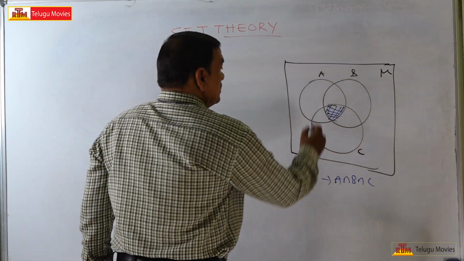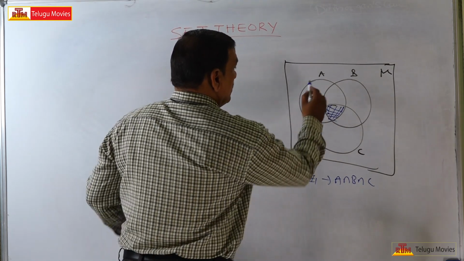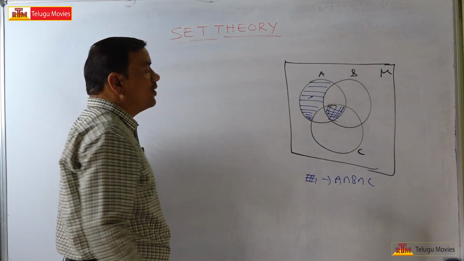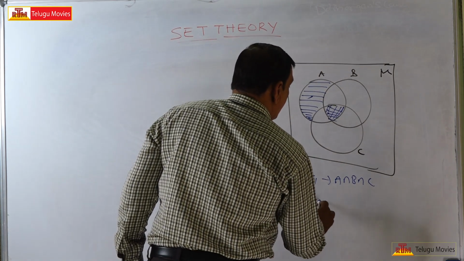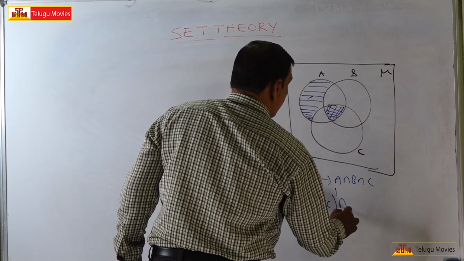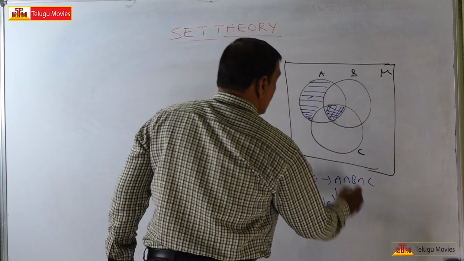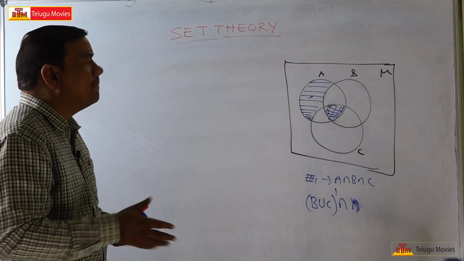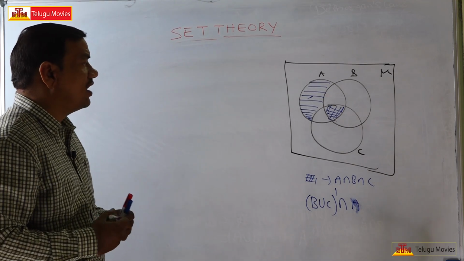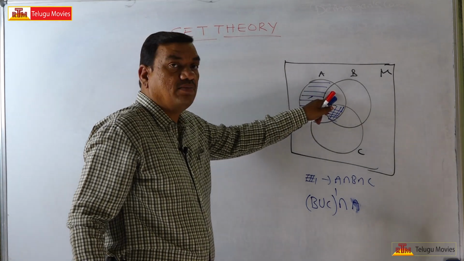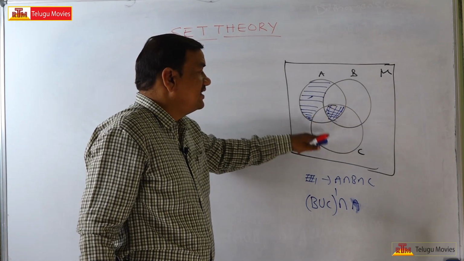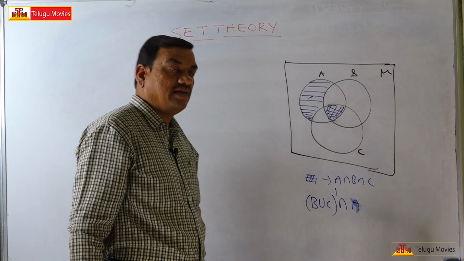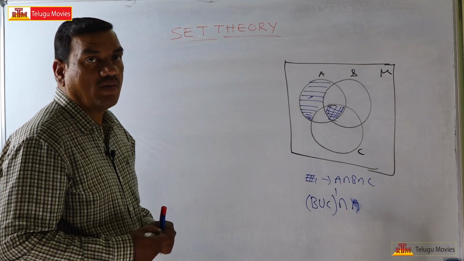Now this part, up to here, you can say is B union C whole complement intersection A. Like that you will get a number of results. This is also A intersection B minus C. This is A intersection C minus B. This is B intersection C minus A. Like that you will get a number of formulas from that.